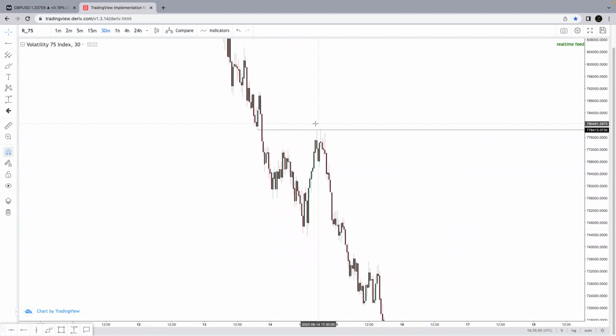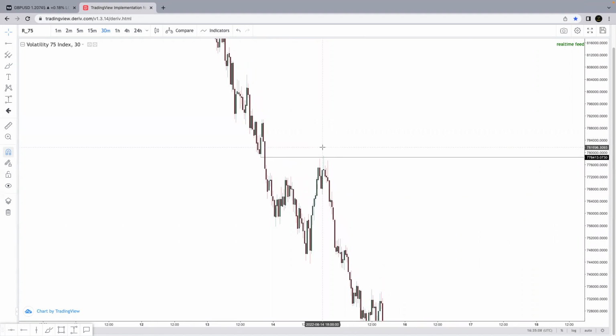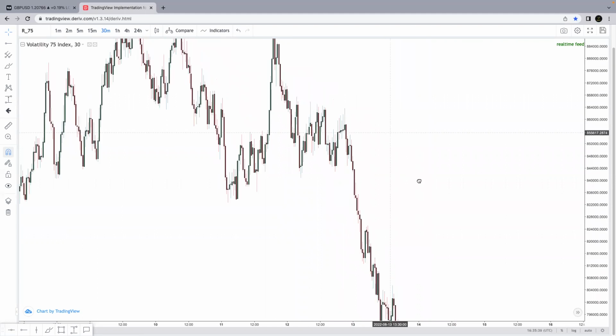So right here, this was our entry point. And also another thing you should consider when you're looking for the break and retest structure, it's a bit different. Remember on other structures we talked about in the last lesson, we usually take our trades on the second candle body, but this time we are going to consider the candle wicks.